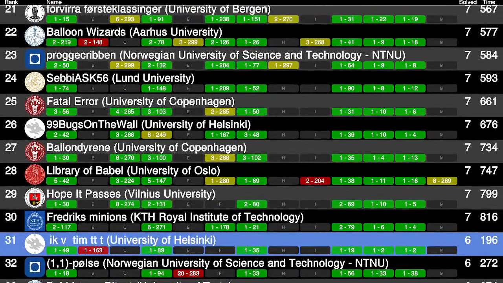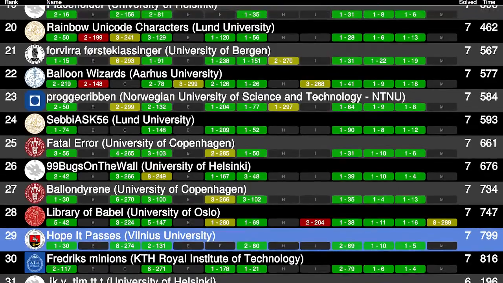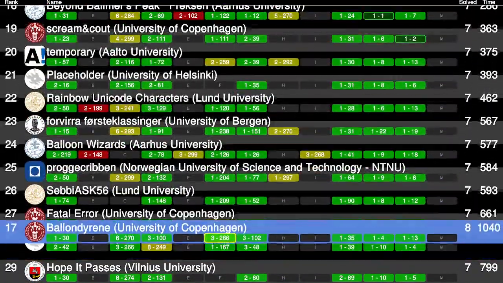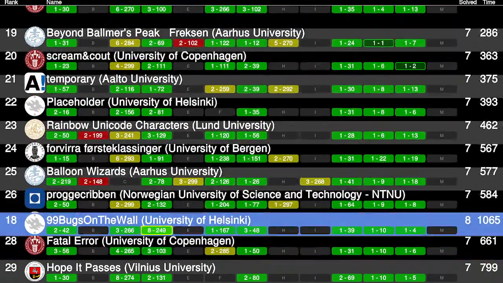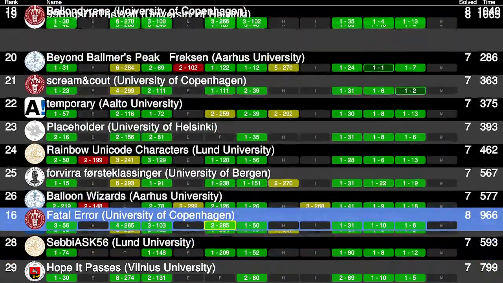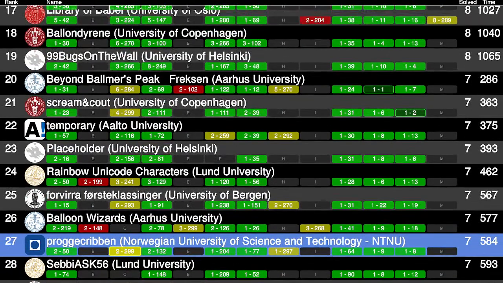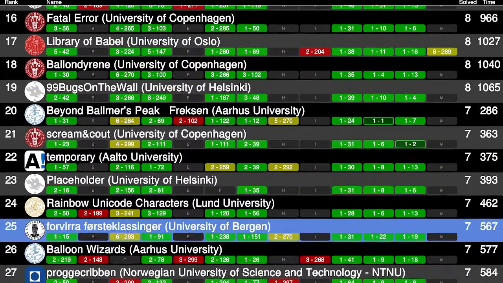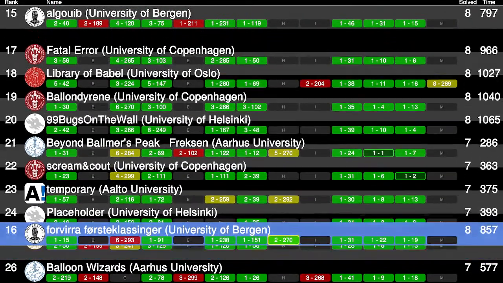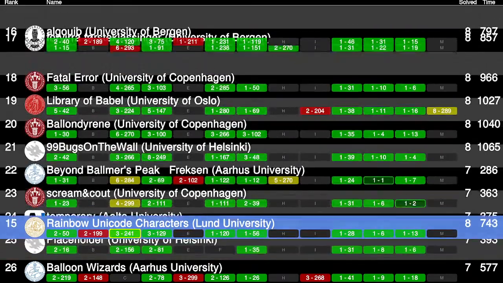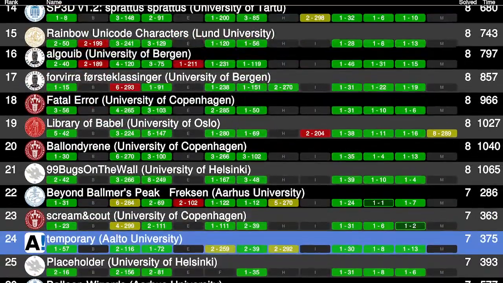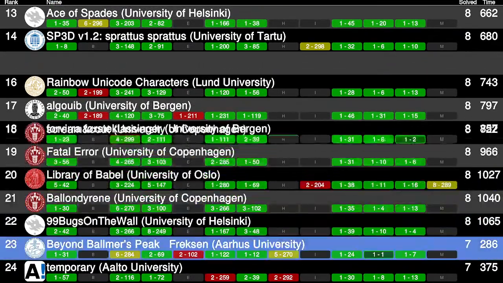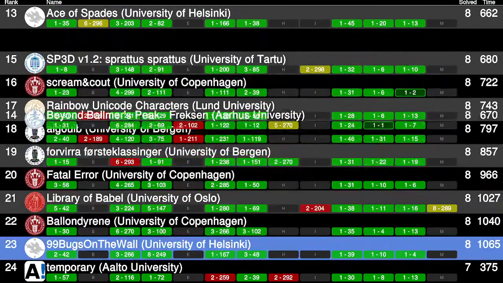Ballondyrene, getting up. And Fatal Error, trying C, getting it. 1-1 Pulse, failing on E. Fredrik's Minions are done, hope it passes. Library of Babel, moving on up. Ballondyrene again getting a second problem, moving to 17th place. Fatal Error moving to 16th place. Pragerkribben are done. Balloon Wizards are done. Förvera försteklassinger. Rainbow Unicode characters getting C and moving up. Temporary out of problems. Beyond Balmer's Peak Union Frexen moving on up.